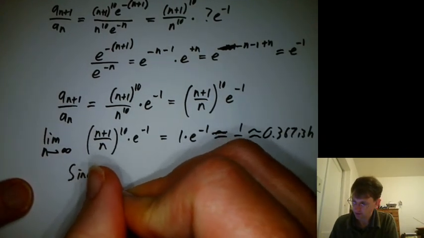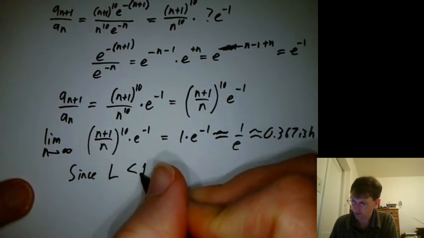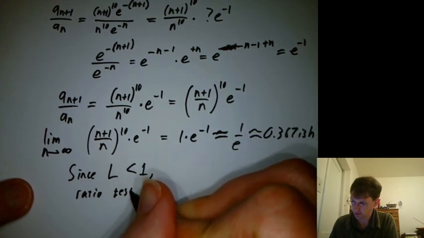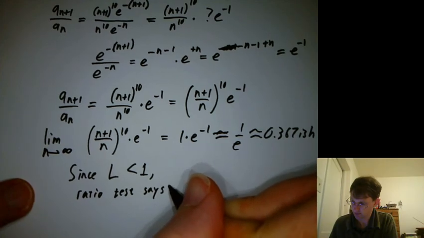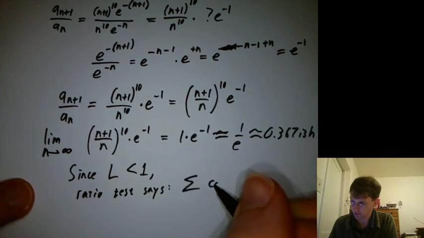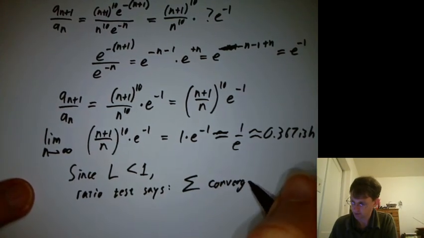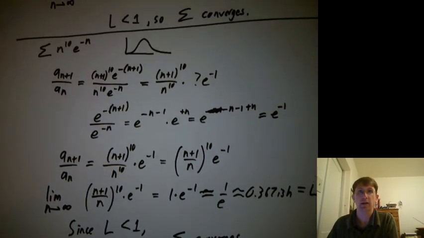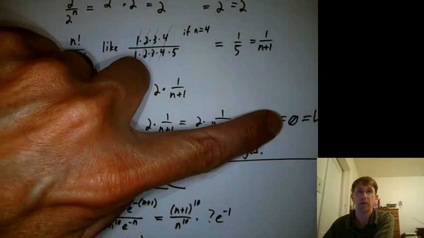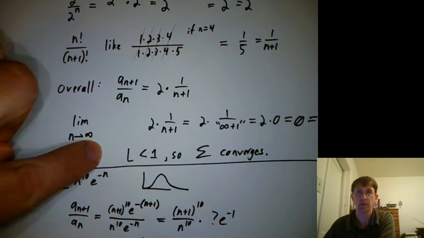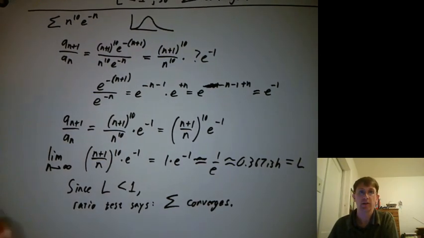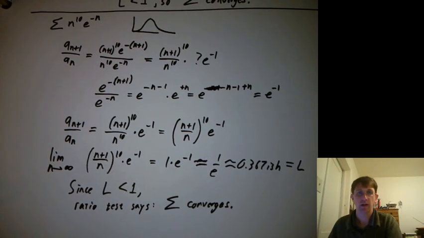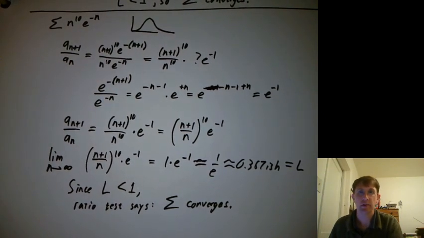And then we can say, since L is less than 1, the ratio test says what? It says that the sum converges. So in one case, we got an L value of 0 up here, and that tells us that the sum converges. Here we got an L value of something still less than 1. That says the sum converges. You never know what will happen on the next example in the next video, though.